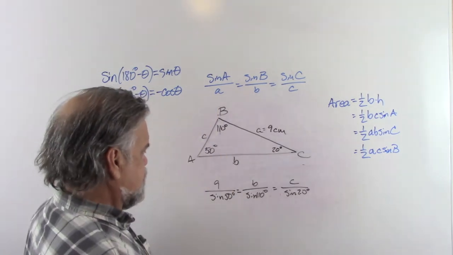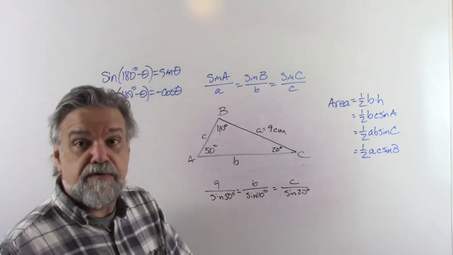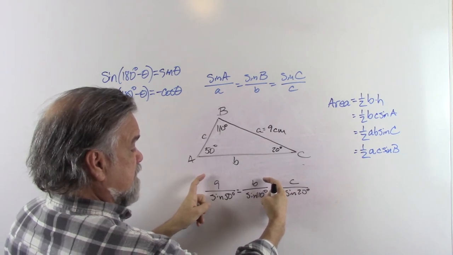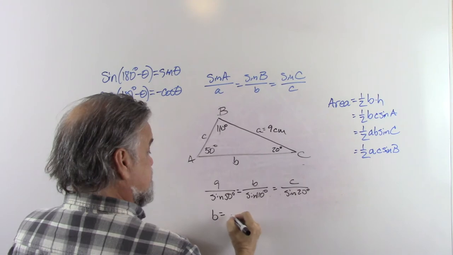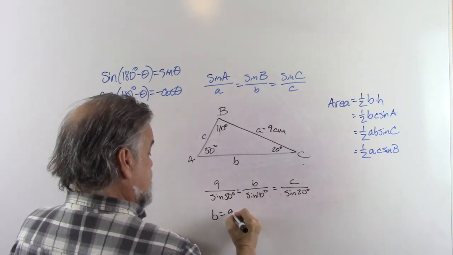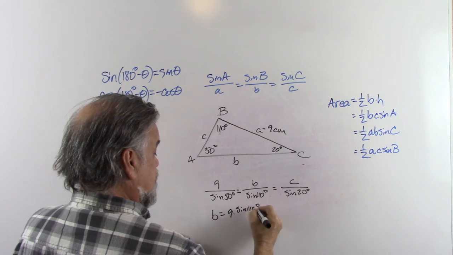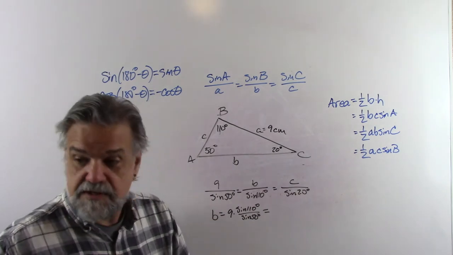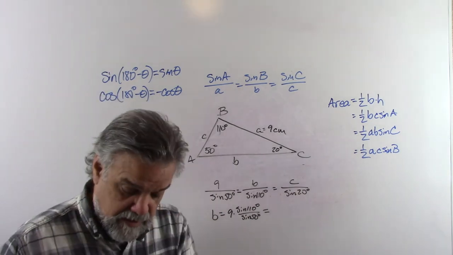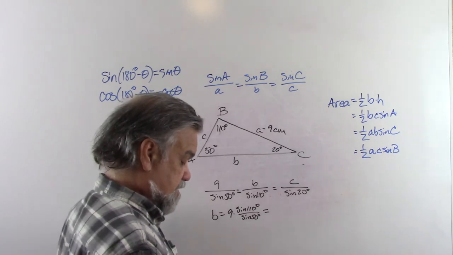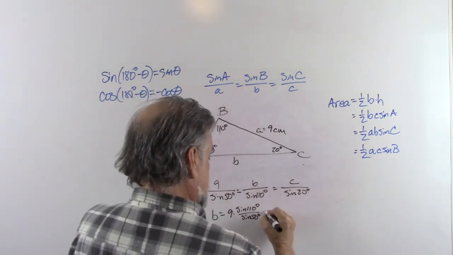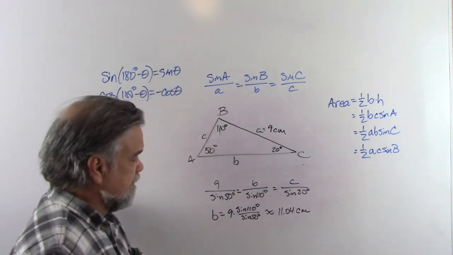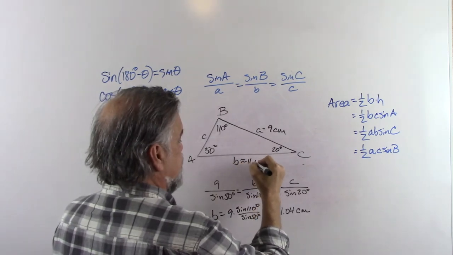Okay, well, let's solve for b first. So if I have these two fractions here, and I multiply both sides of the equation by the sine of 110, then what I get is b is going to be 9 times the sine of 110 over the sine of 50. Cool. Okay. Well, I will just take my calculator and look at that. My calculator told me that that is approximately equal to 11.04 centimeters. So b is about 11.04 centimeters.